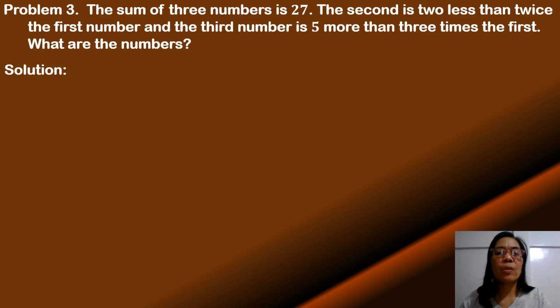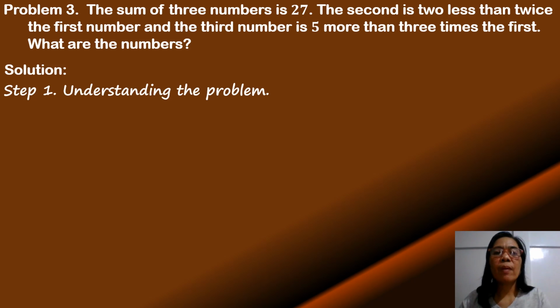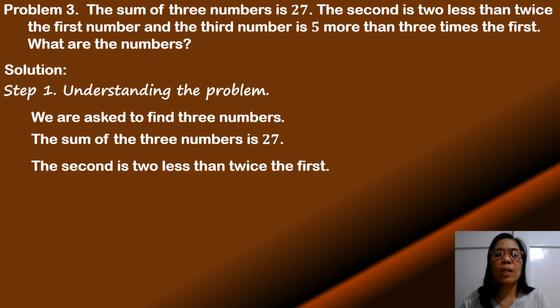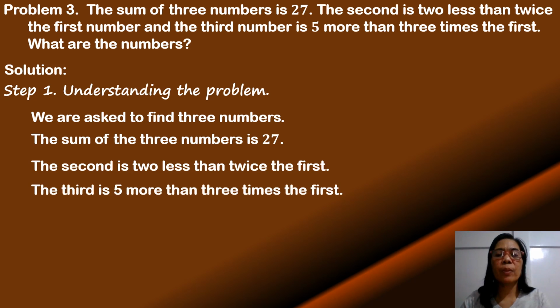We start our solution by first understanding the problem. We are asked in here to find three numbers, and we are given the condition that the sum of the three numbers is 27. It is also given that the second is 2 less than twice the first, and that the third number is 5 more than 3 times the first number.